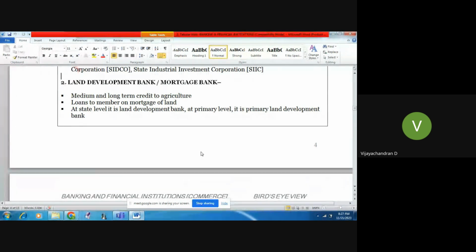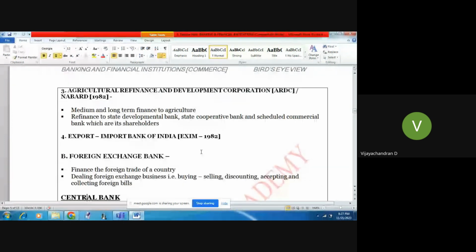They are also under the control of cooperatives. And ARDC, Agriculture Refinance and Development Bank. They will get loans from NABARD, and this will be given to the needy farmers. So that is known as ARDC.